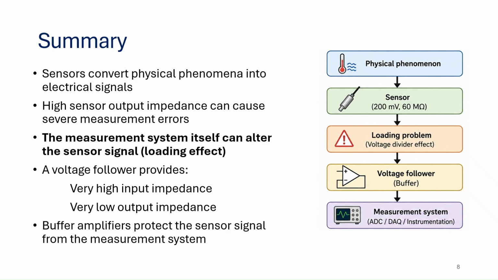Although signal conditioning can also include amplification, filtering, and digital processing, we focused on buffering because it represents the primary challenge in our example. Therefore, the key message from this lecture is the goal of signal conditioning is not simply to measure a signal, but to measure it without disturbing the physical system that generated it.